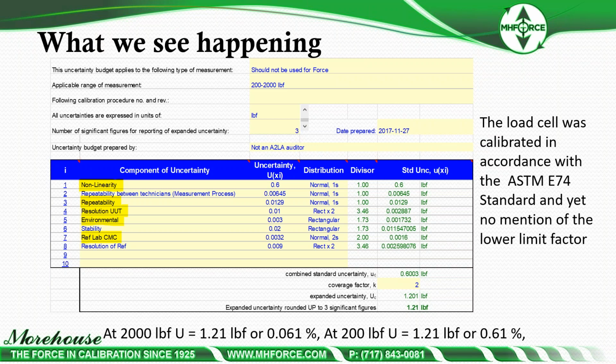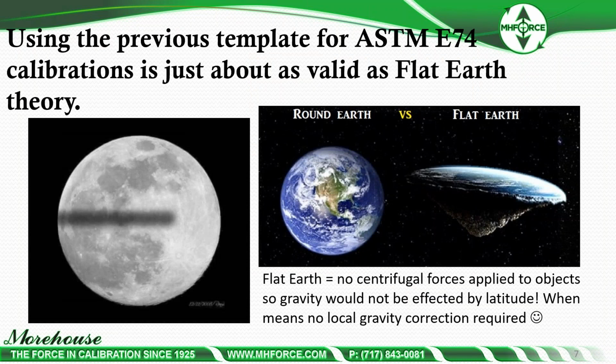So we're going over it today. If we look at this at 2,000 pounds, we had an uncertainty of 1.21, or 0.061%. If we look at a full range at 200, it would be 0.61%. So using the previous template for ASTM E74 is just about as valid as flat Earth theory.